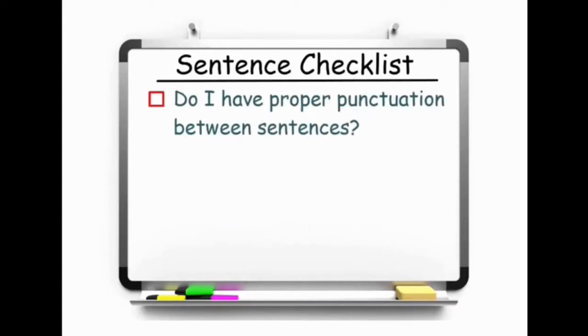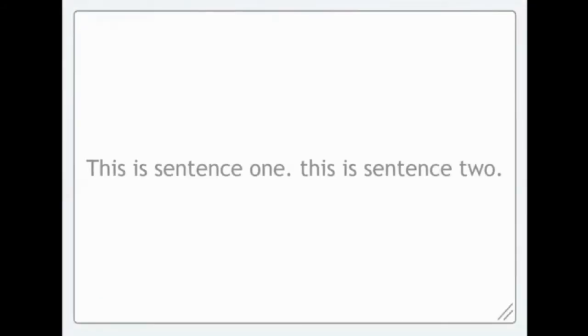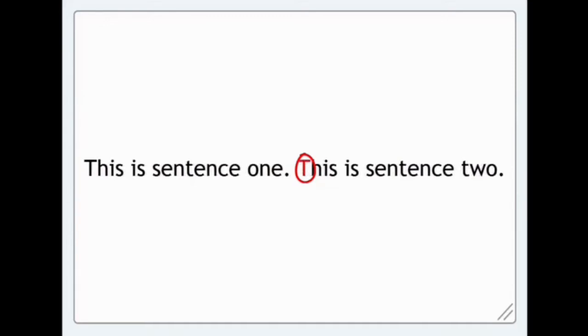Okay, so the first point to check is, do I have proper punctuation between sentences? This covers things like periods and capitalization. Take a look at this. This is sentence 1. this is sentence 2. In this example, I forgot to add a capital to the second sentence. There, that's better. Mistakes like this should be fairly easy to check, and they shouldn't take too long to fix.